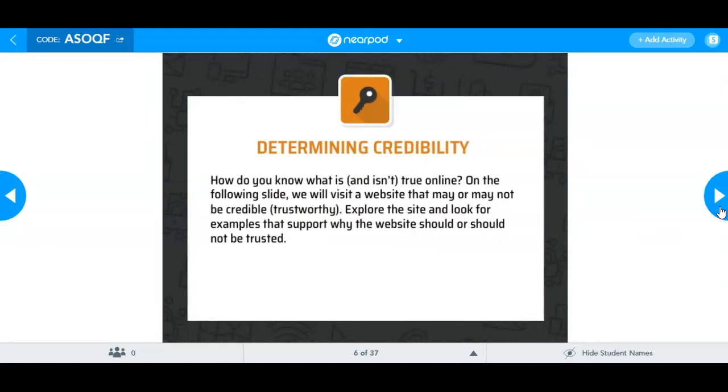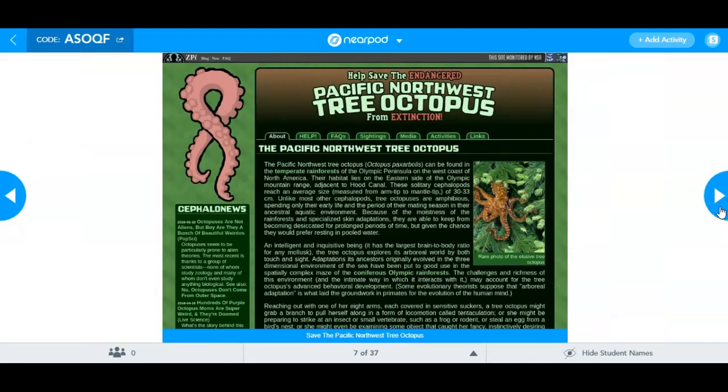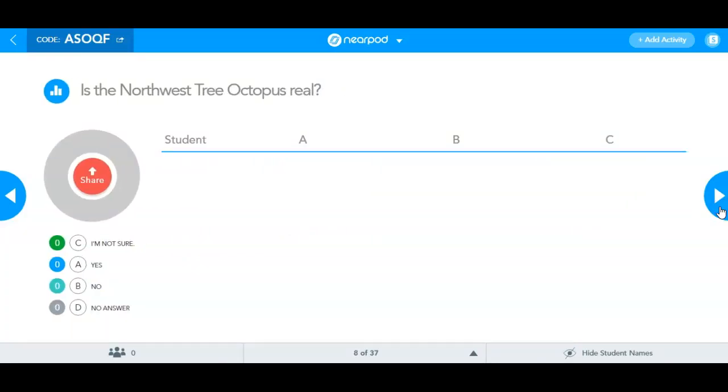Learners will determine what is credibility. They will then be instructed to read through and navigate through an article that is actually constructed to deceive. They'll answer a question pertaining to the previous article.